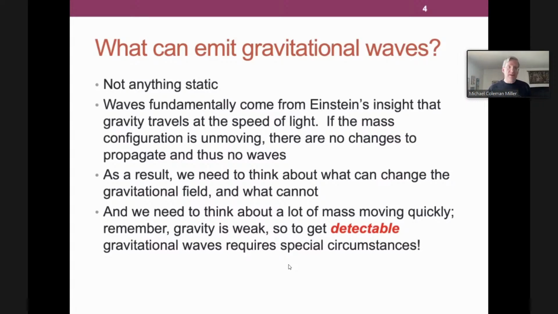And as the video indicated, most things, like me waving my arms back and forth, are incredibly weak when it comes to changing the gravitational field. Therefore, we have to consider how it is that you can get detectable gravitational waves. What are the special circumstances? Okay, so let's think about one case here.